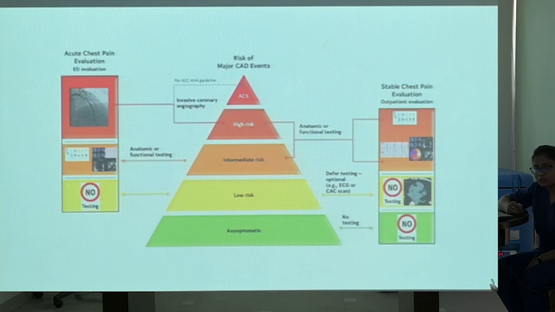Now, what they have told in this universal definition, the definition of reinfarction, is that it is within 28 days of the index MI. Before that, you cannot call a separate infarct. So it is a reinfarction.